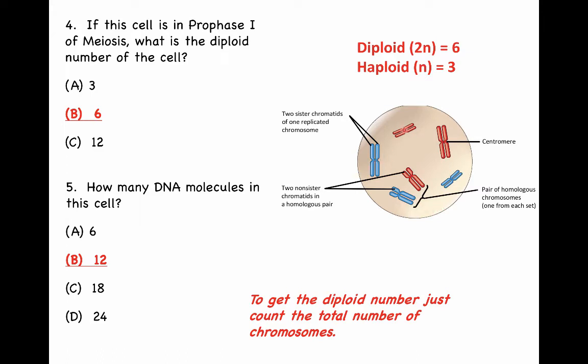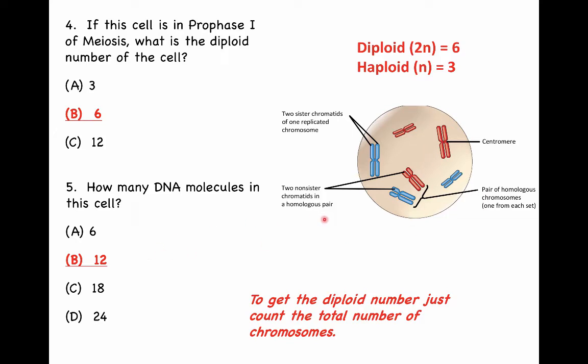And so here we have 1, 2, 3, 4, 5, 6. So the diploid number is 6. The haploid number is half of that, it would be 3. And so you have 3 types of chromosomes: 2 big chromosomes, 2 medium-sized chromosomes, and 2 little chromosomes. So diploid of 6, haploid of 3.